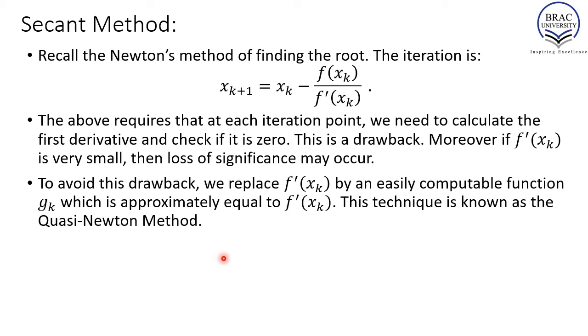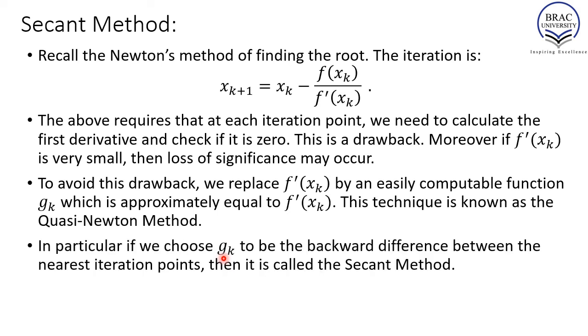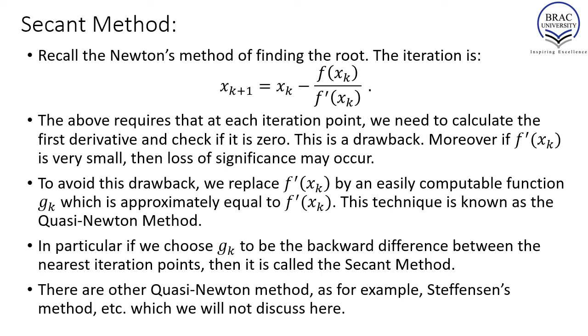In particular, if we choose gk to be the backward difference between the nearest iteration points, then we call it the secant method. This method was also introduced by Newton himself. There are other methods like Steffensen's method or others that we will not discuss here. We are just going to discuss the secant method as an example of a quasi-Newton method. Let's see what it is.